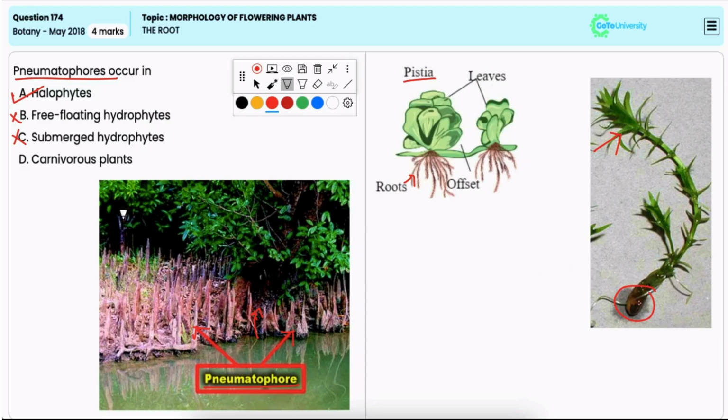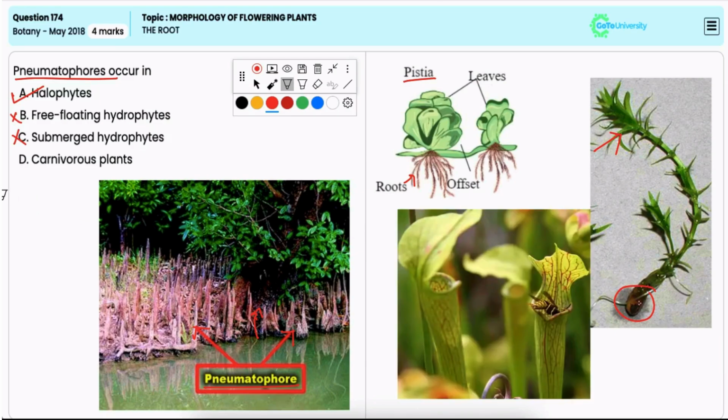Option D, carnivorous plants. Now, this is also incorrect because carnivorous plants, such as pitcher plants, obtain nutrients from trapping insects, so they do not have pneumatophores.